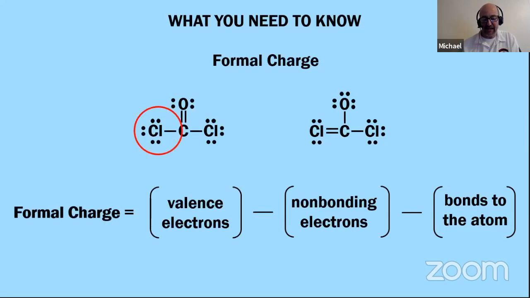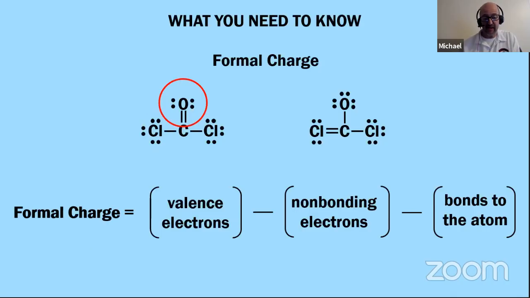So I'm going to go ahead and highlight the chlorine in this Lewis structure on the left. Chlorine normally has 7 valence electrons. Right now, there are 6 non-bonding electrons on that atom, and there's 1 bond. So chlorine, by this math, has a formal charge of 0. We'll continue analyzing the formal charge of the atoms to make a decision about which structure we think is more preferred.